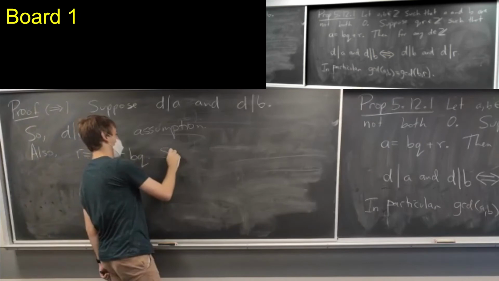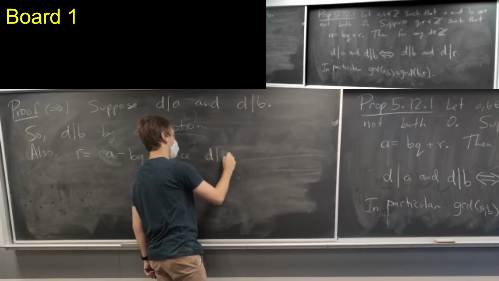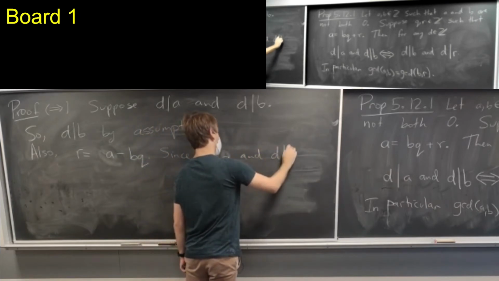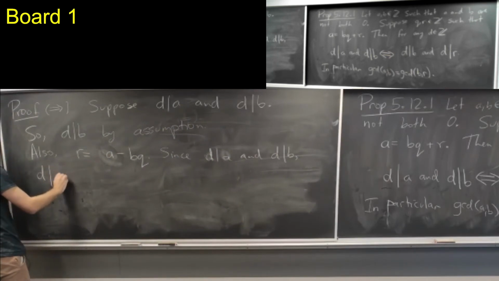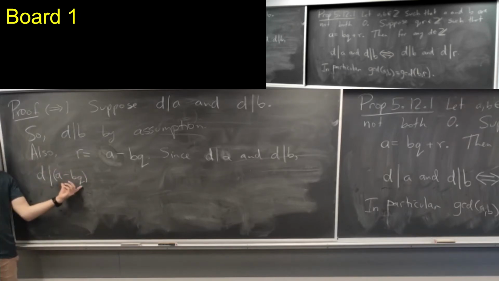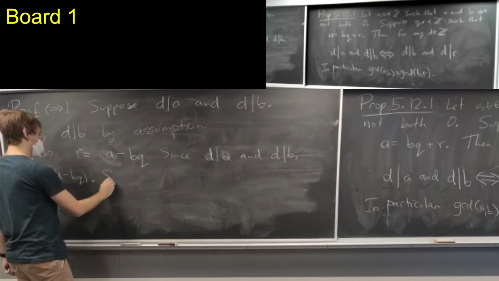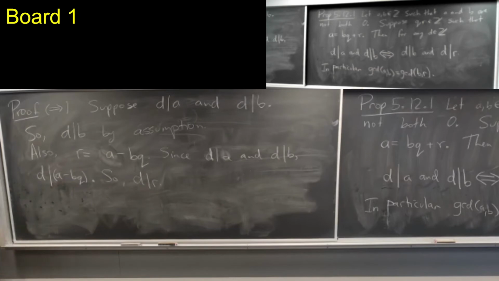So since D divides A and D divides B, we know that D divides A minus BQ. Actually, there was a proposition we proved which would imply this. Remember, if something divides A and something divides B, then it divides X times A plus B times Y for any X and Y. That's what we're using here. So D divides R because R is equal to A minus BQ.